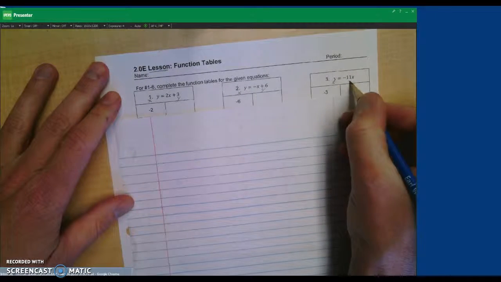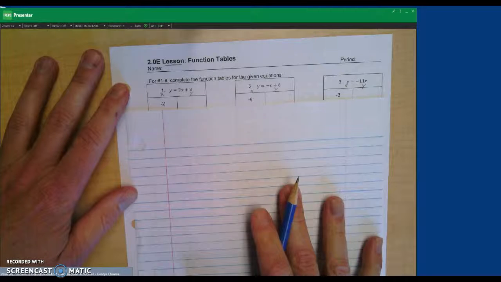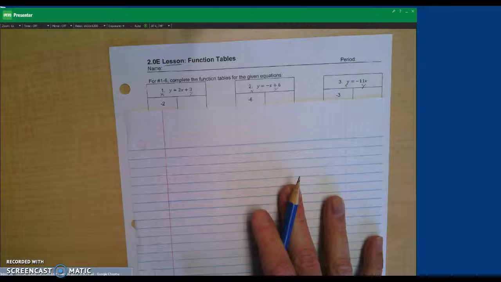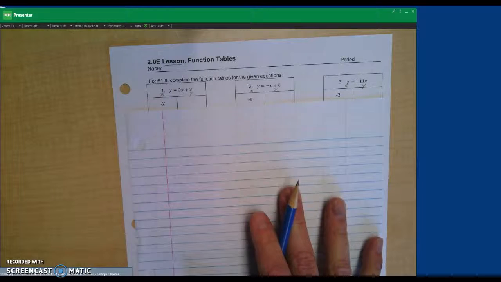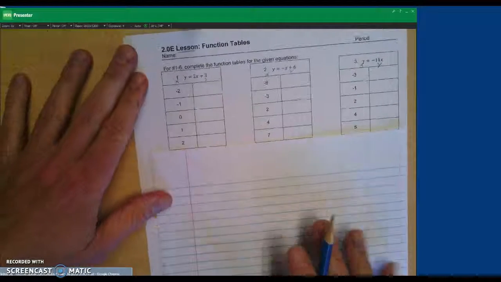And then you'll notice that I have a separate sheet of paper in front of me. So if you don't have one, go ahead and press pause, and take one out now, because you need to show your work on a separate sheet. So now that you have a separate sheet, let's go ahead and do a couple of these problems together.